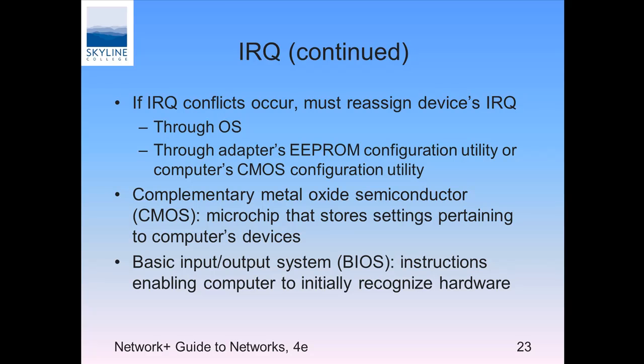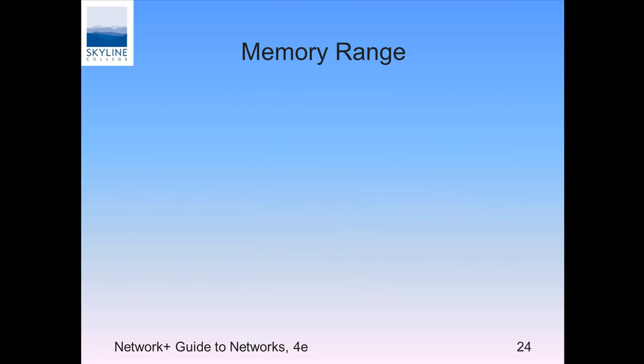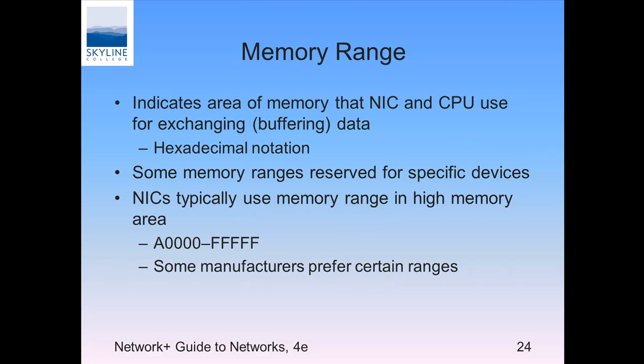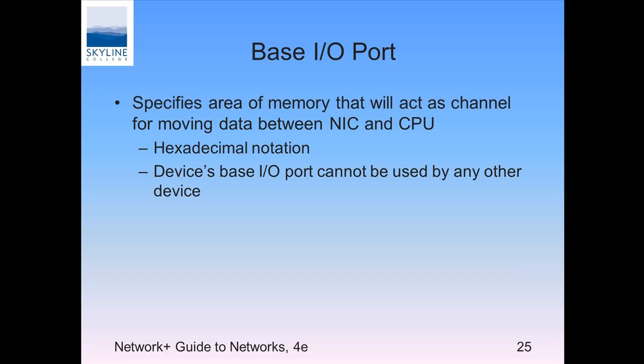IRQs can still sort of be an issue if you get multiple devices that can only use a limited number of IRQs. Memory ranges of these things. The base I/O port specifies the area of memory that will act as a channel for moving the data between the NIC and the CPU. How are you going to connect to the device? How are you going to connect to the CPU is really what we're talking about here. This is not RAM memory. This is the I/O port in the memory area for the CPU that actually allows the connection to take place.